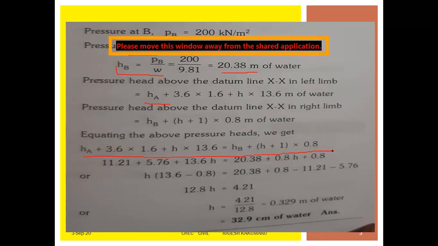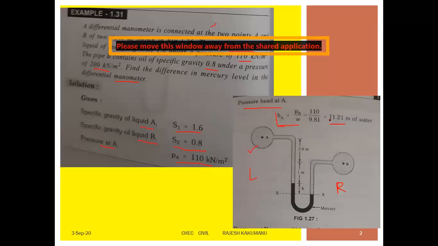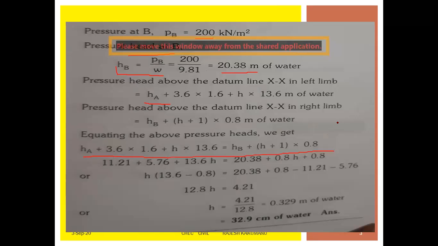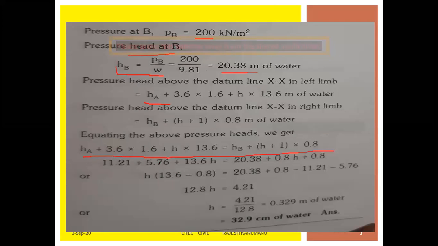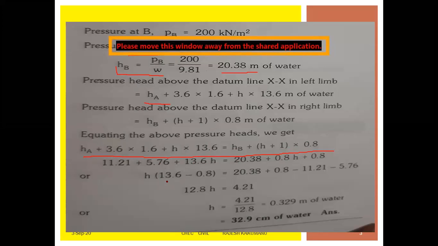So what is the value you are getting? 11.21, where do you get this? This is the HA value, right? 11.21 plus 5.76. If you add these two, you get 5.76 plus 13.6 into H, that is equal to the HB value here. Substitute this value: H plus 1 into 0.8, that is 0.8 H plus 0.8. Now take H to one side.